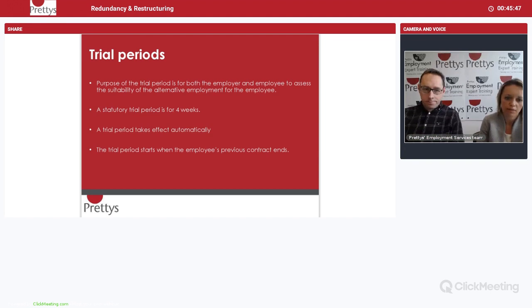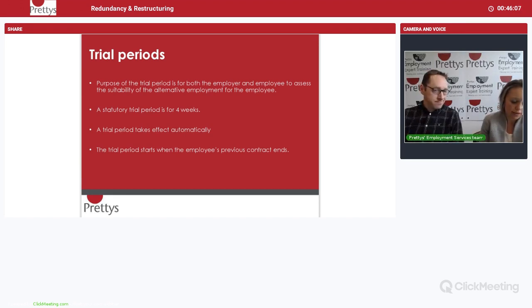And when does it start? Well, it starts when the previous contract ends. And the other point I wanted to make is when we say it lasts for 4 weeks, it's 4 consecutive weeks. So even if there's perhaps a shutdown, I know over Christmas in between, it doesn't matter. It's 4 consecutive calendar weeks. So if the employer only does 2 of it, tough. Okay.